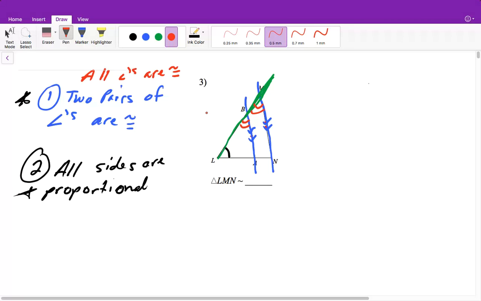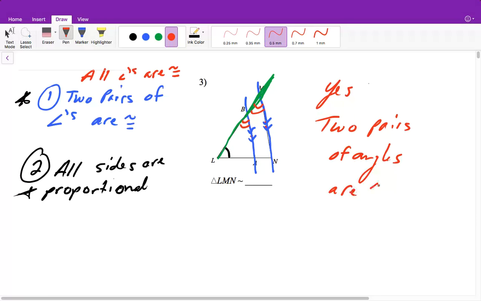So I can stop now and say, yes, two pairs of angles are congruent. If you went ahead and showed that these are also congruent by the same corresponding angles, then you can say all angles are congruent. But once you get two, you can stop there. You don't have to do any more.